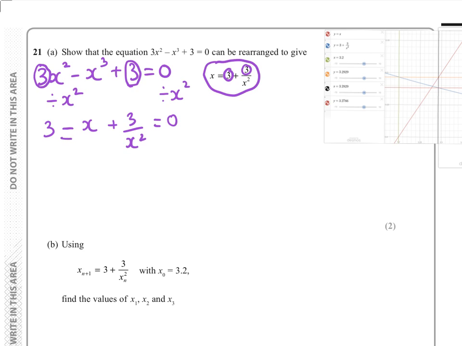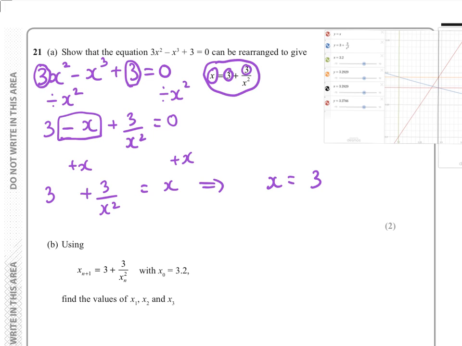And then if you look at this negative x here, it's a positive x here, so if we add x to both sides, we're going to have 3 plus 3 over x squared equals x, and that's the same as x equals 3 plus 3 over x squared.